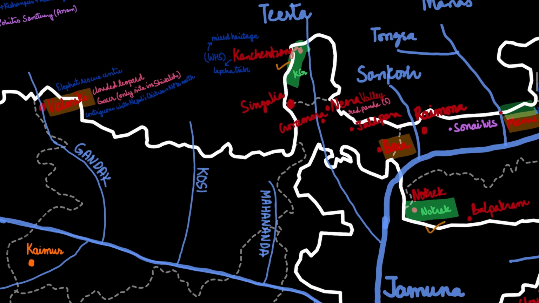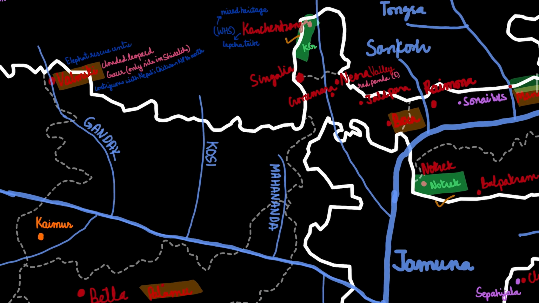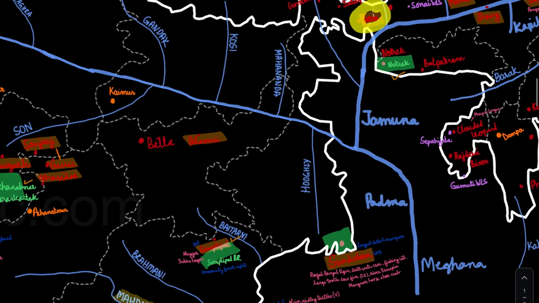Among them, the Neora Valley is known for the red panda, which is an endangered species. You might have seen a red panda in one of the famous Disney Pixar movies. So that is basically a red panda. The tiger reserves over here are Buxa Tiger Reserve and the Sundarbans. Sundarbans are known for the Royal Bengal tiger.